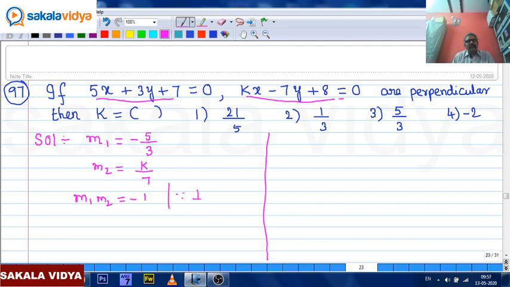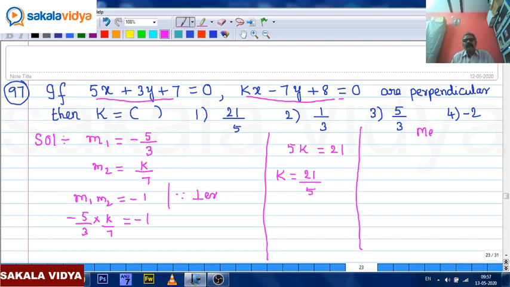Since they are perpendicular, so minus 5 by 3 into k by 7 equal to minus 1. So 5k equal to 21, because minus minus cancel, k is equal to 21 by 5.